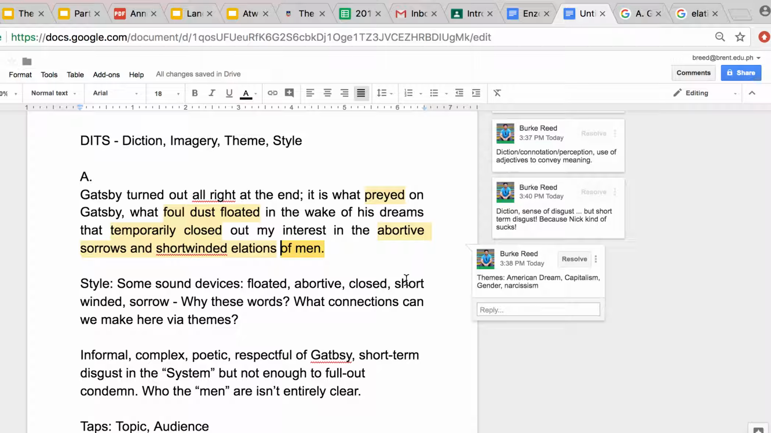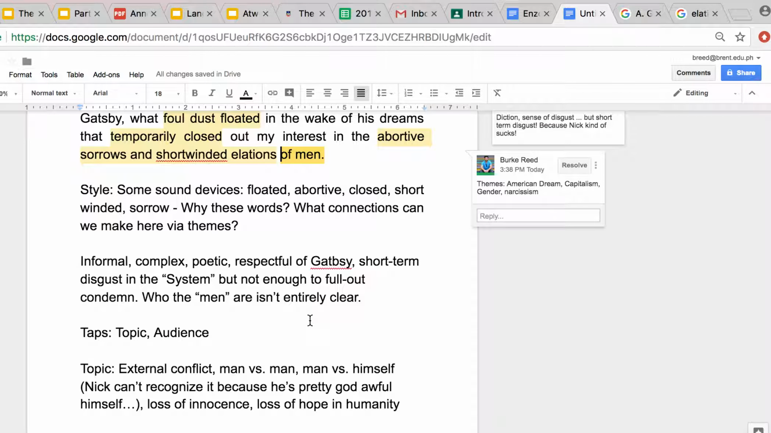Nick obviously is absolved from these problems because he doesn't partake in this. He's just a bystander, or pretends to be a bystander. But again, this is all happening in Gatsby. It's everybody else's fault but Gatsby's. So again, there is that sense of narcissism within this. So that is DITS. And again, I'm sure there's lots of other examples that we could pull from this, but this is just a very short video covering these terms.